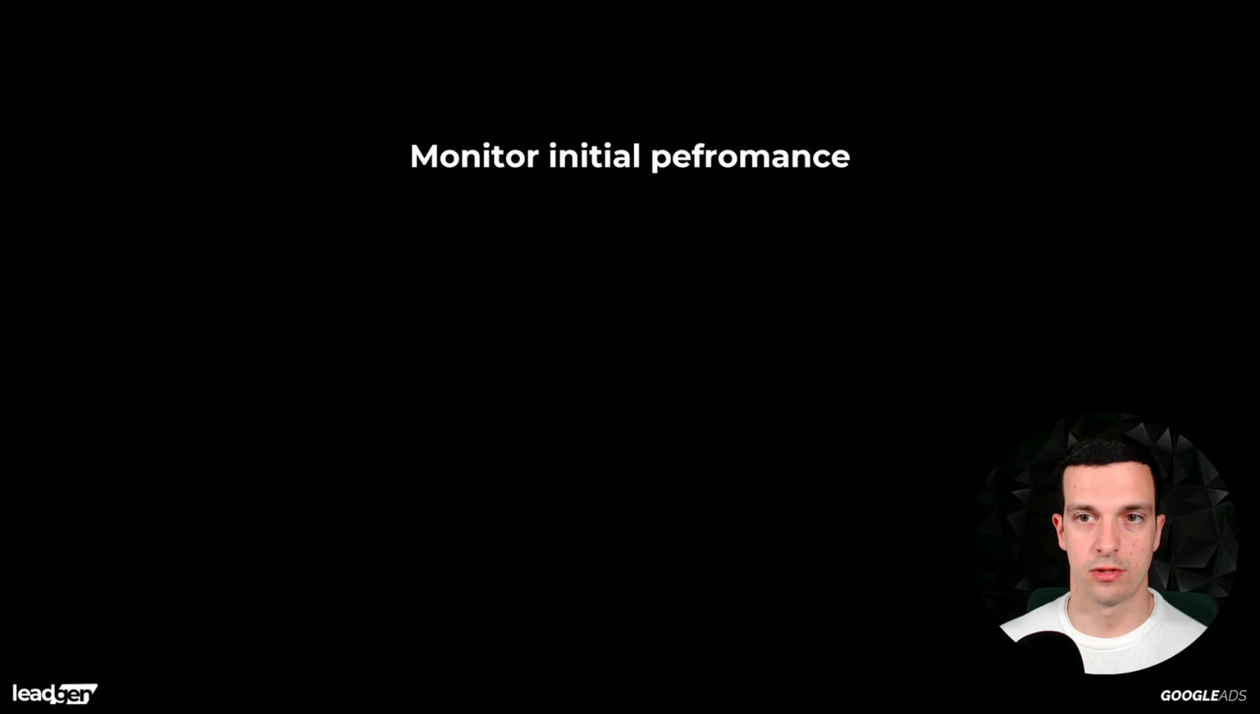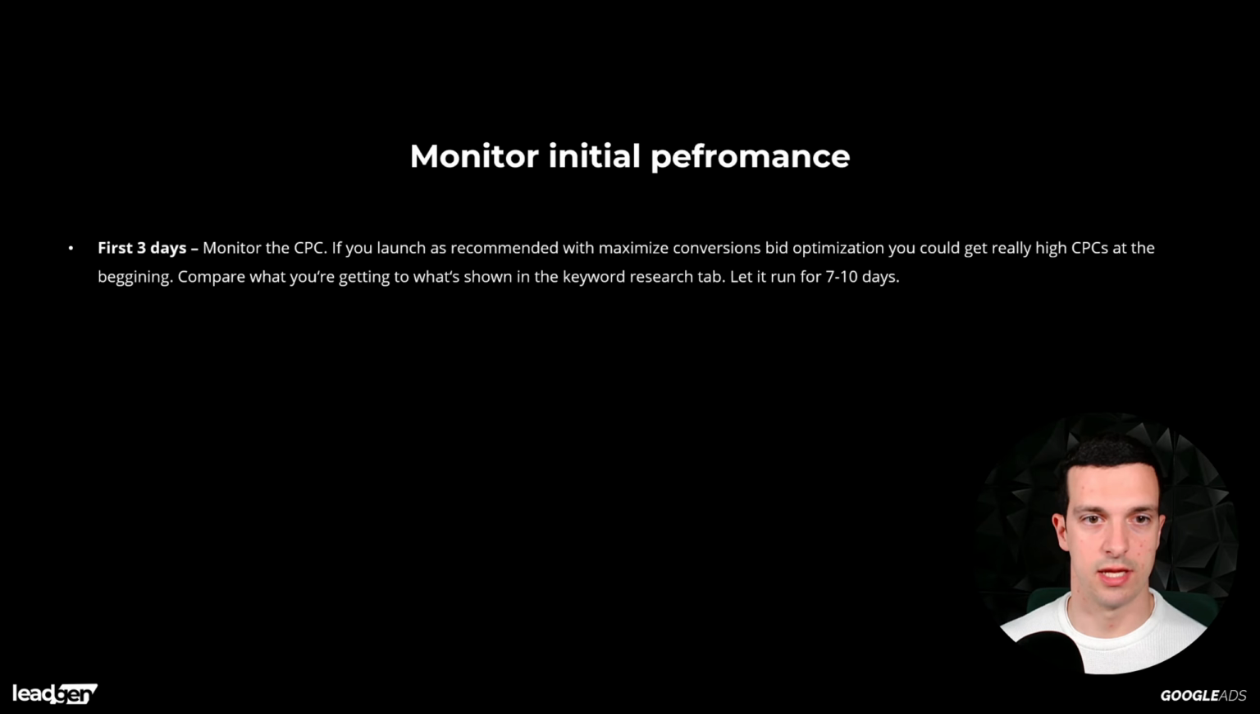First of all, monitor initial performance. First 3 days, monitor the cost per click. If your launch is with maximized conversions bid optimization, you could get really high CPCs at the beginning. Compare what you're getting to what's shown in the keyword research tab. Let it run for 7 to 10 days.